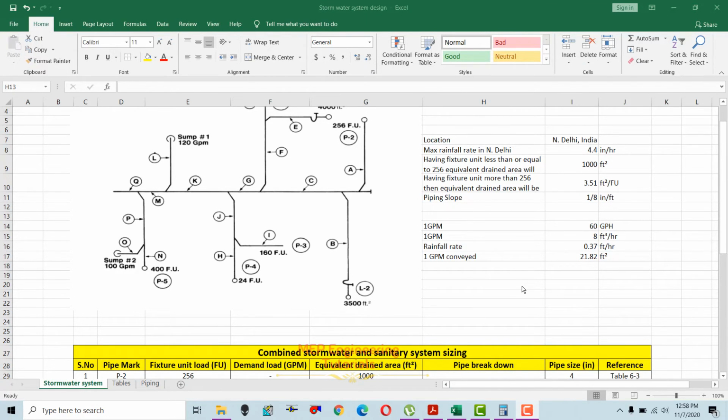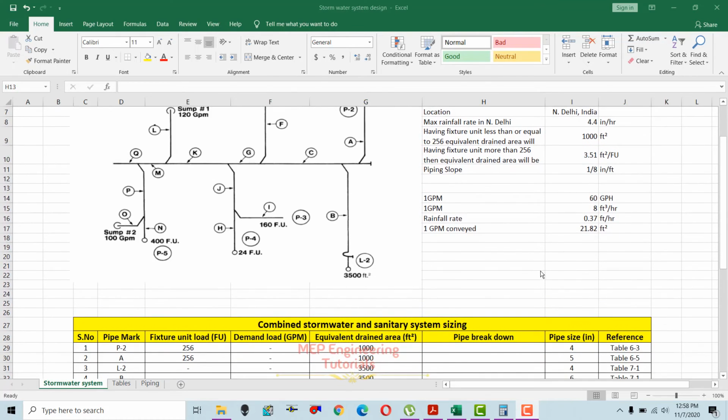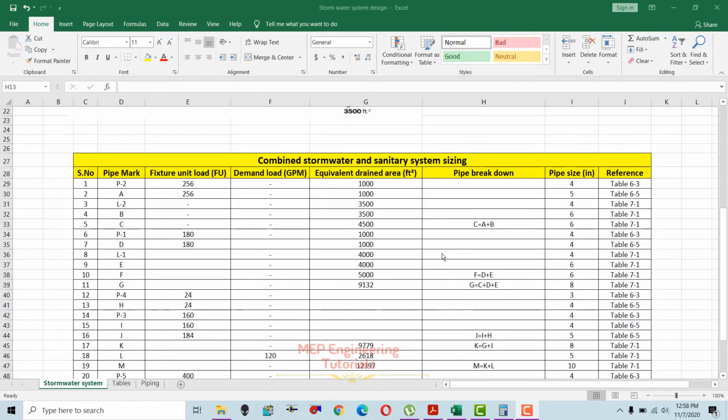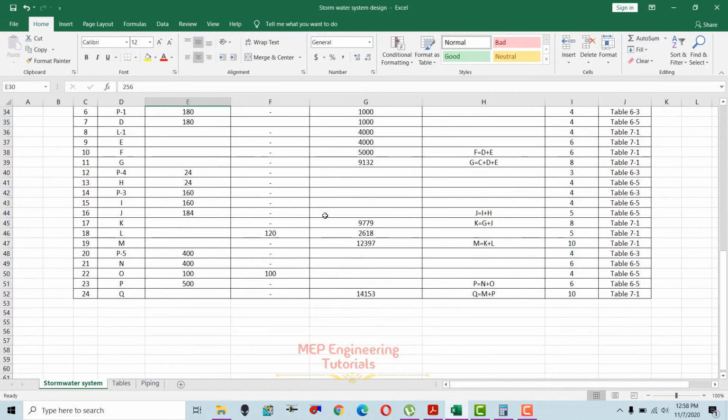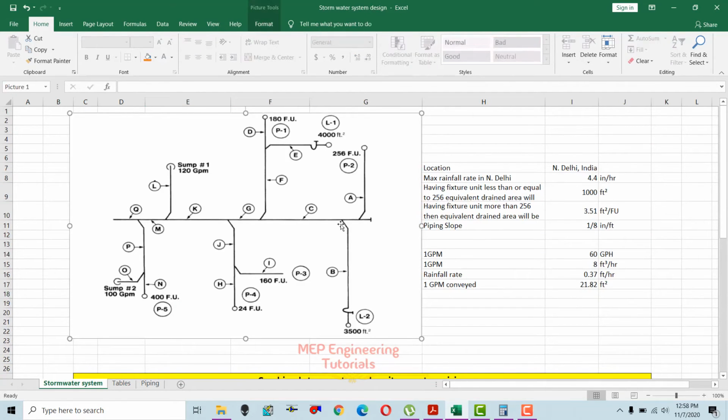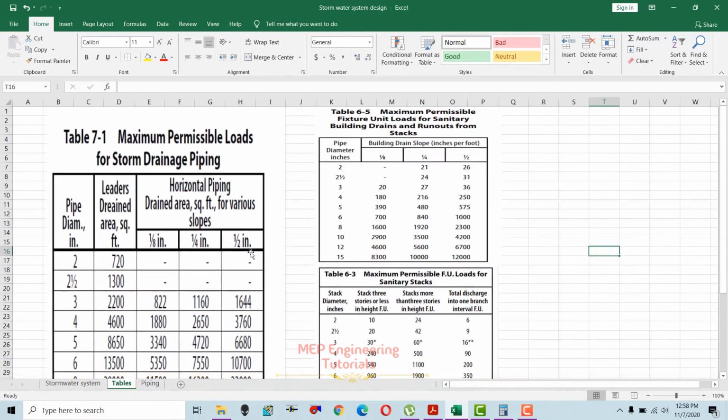The topic which I am going to discuss today is related to the combined stormwater and sanitary system design. As you can see, I have prepared an Excel sheet for this combined stormwater and sanitary systems design. So this is the drawing which I'm going to use, and I will calculate the pipe size of each segment represented here on the drawing. So these are the tables which I'm going to use during calculation.